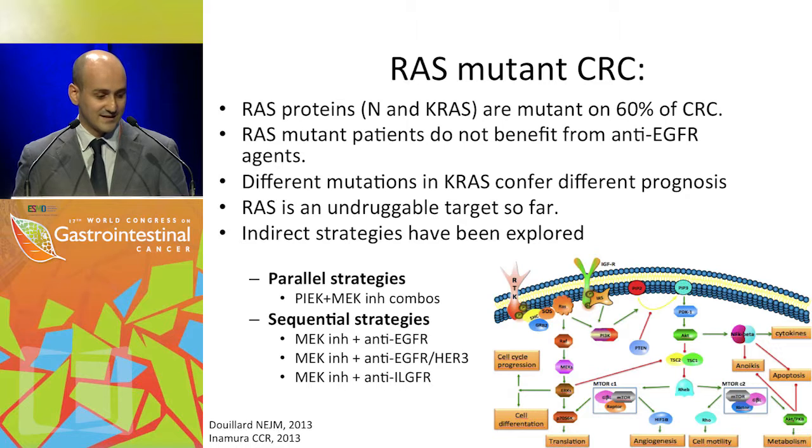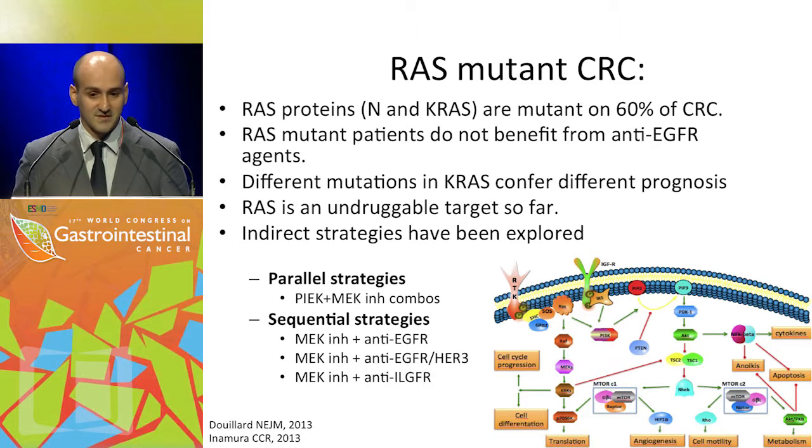What we have done in the early clinical setting is try to design combinational strategies to block the main RAS effectors. Thus far, two strategies trying to block RAS signaling have been tested. The first one is what we call the parallel strategy, trying to block both pathways at the same time: blocking MEK, which is one of the main effectors of KRAS, and also blocking PI3K at the same time. Just trying to block the signal from KRAS.